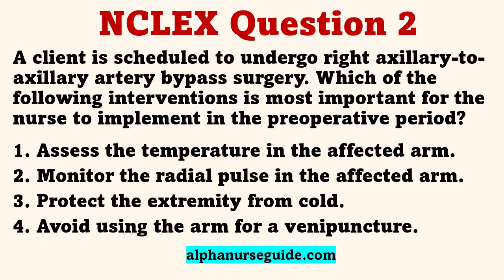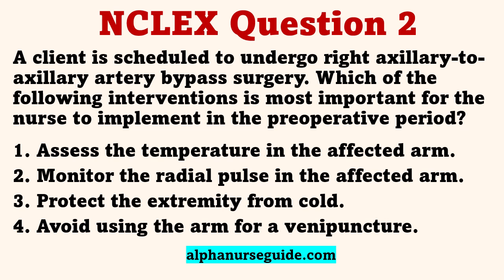A client is scheduled to undergo right axillary to axillary artery bypass surgery. Which of the following interventions is most important for the nurse to implement in the preoperative period? 1. Assess the temperature in the affected arm. 2. Monitor the radial pulse in the affected arm. 3. Protect the extremity from cold. 4. Avoid using the arm for a venipuncture. The correct answer is 4.